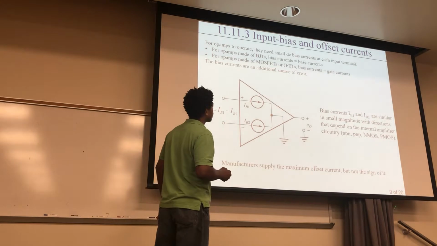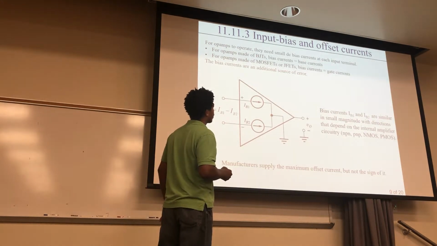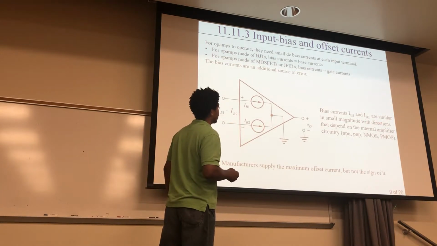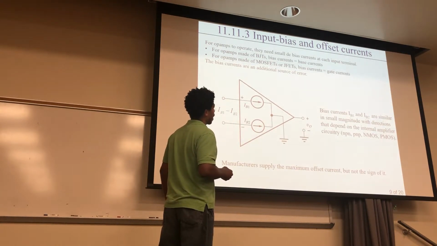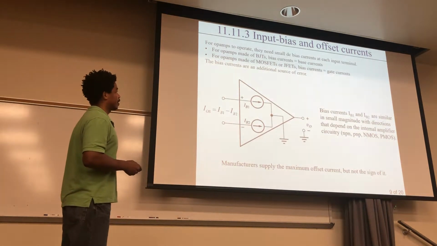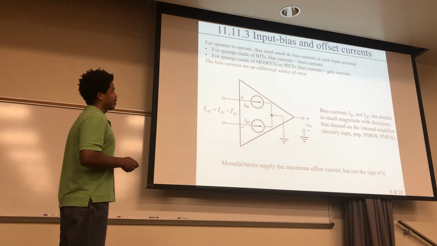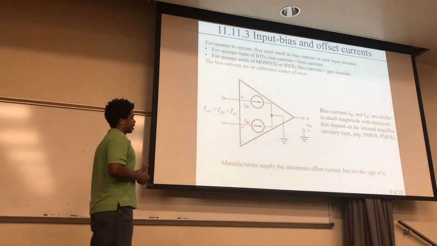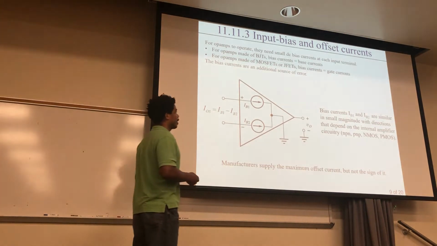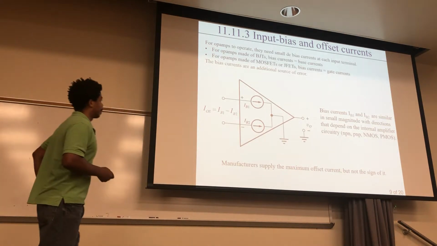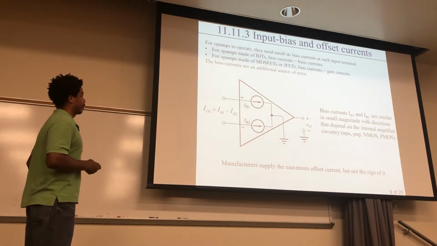Okay, so the bias currents, IB1 and IB2, are similar in small magnitude coming in here. And the directions depend on the internal amplifier circuitry: NPN, PNP, NMOS, or PMOS. So those affect the directions of these, right? But if you look at the manufacturer information that comes with op amps, they will give you the maximum offset current, the magnitude of that, but not the sign of it, okay?